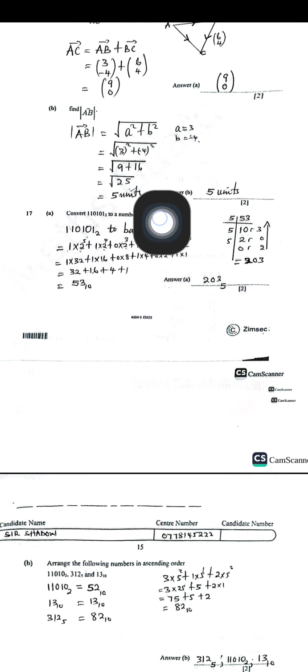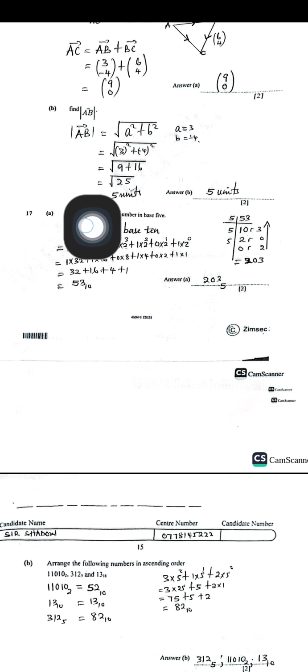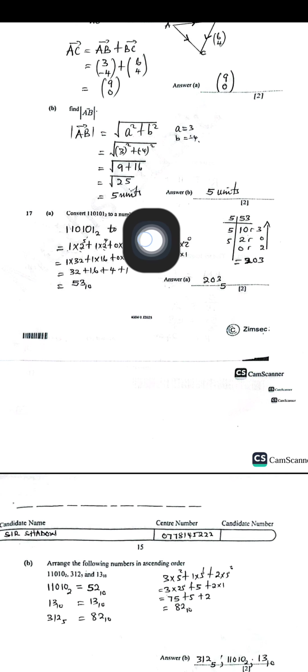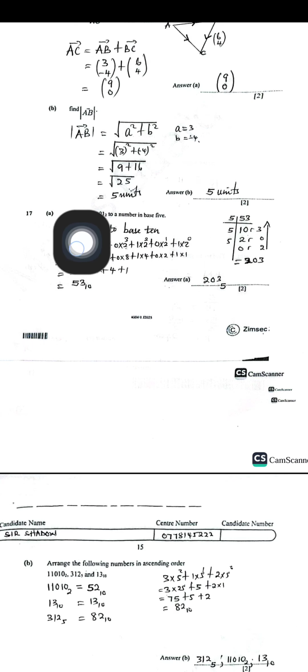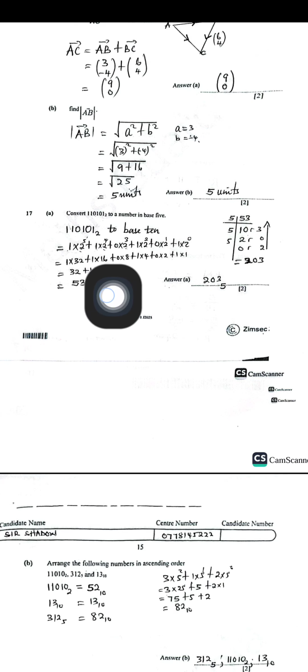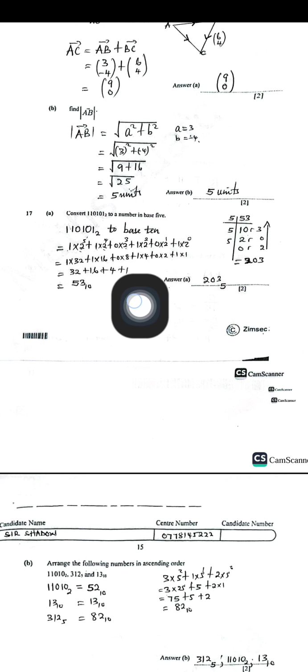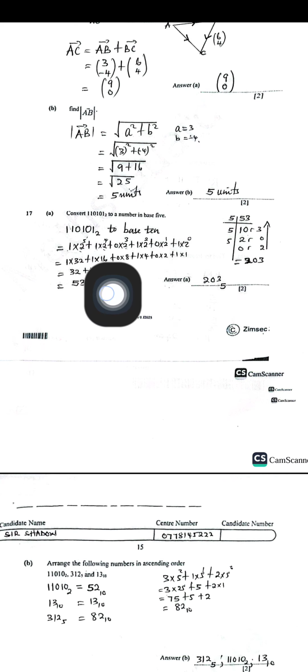Whenever converting numbers from one base to another, first of all you convert your number and pass through base 10, then to base 5. So first, let's convert that number to base 10. Then from base 10, we convert that number to base 5, as we are told.